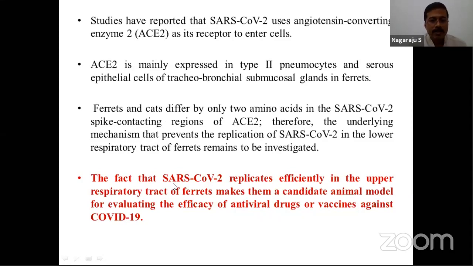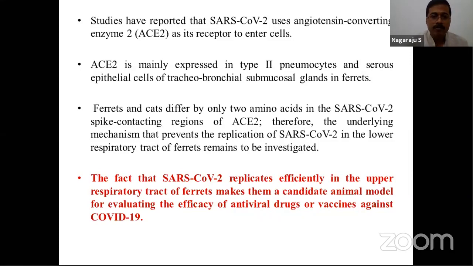The fact that SARS coronavirus 2, or COVID-19, replicates efficiently in the upper respiratory tract of ferrets makes them a candidate animal model for evaluating efficacy of antiviral drugs or vaccines against COVID-19. Now, from these studies, they were able to say that ferrets can be used as the best animal model on which any antiviral drug or vaccine against COVID-19 can be tested.